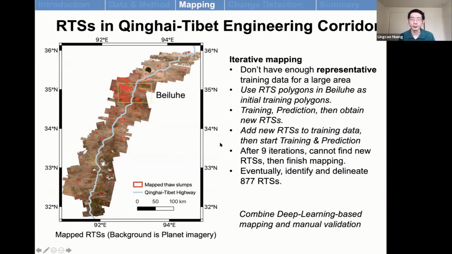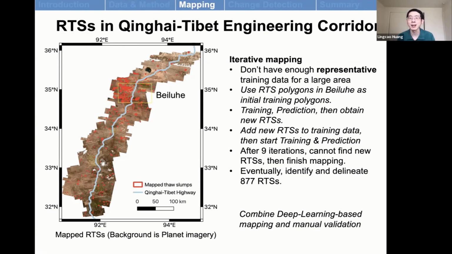And our objective is not just to prove that deep learning can work and have good performance. Our objective is we have a question we want to answer. So the algorithm sometimes also has some small number of false positives and also some small number of false negatives in missing landforms. So we propose a method we call iterative mapping.